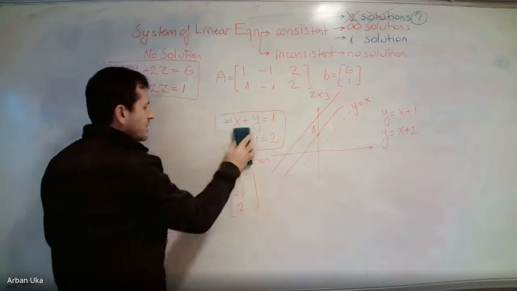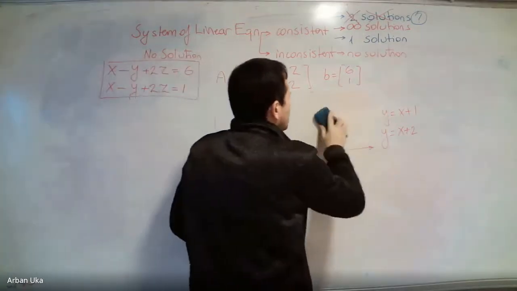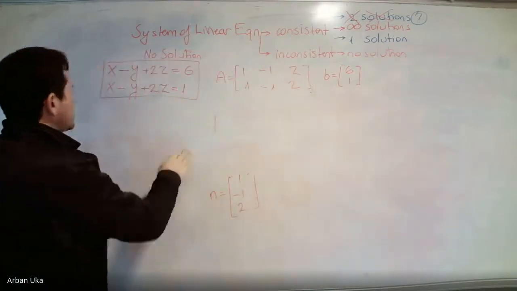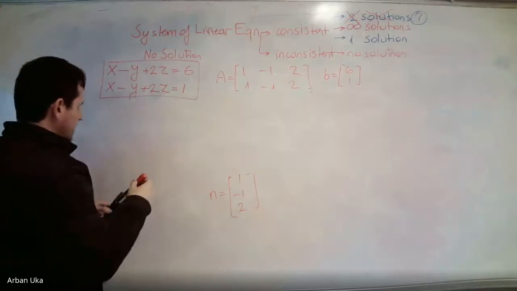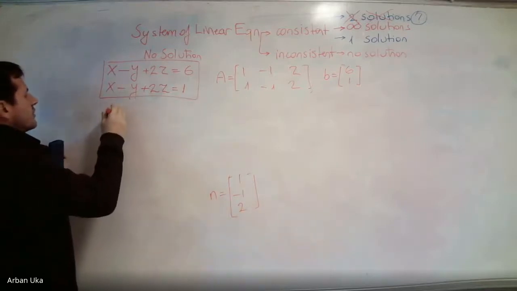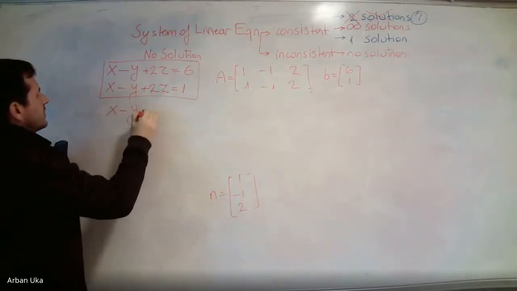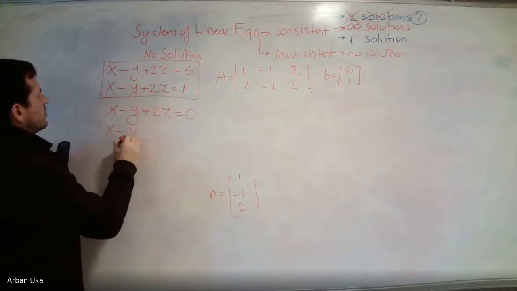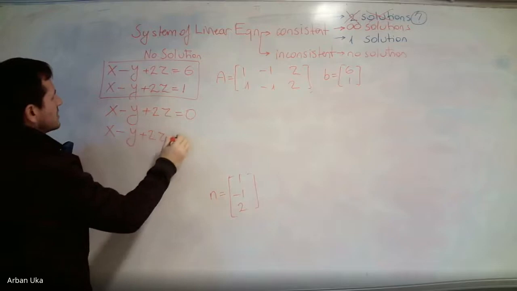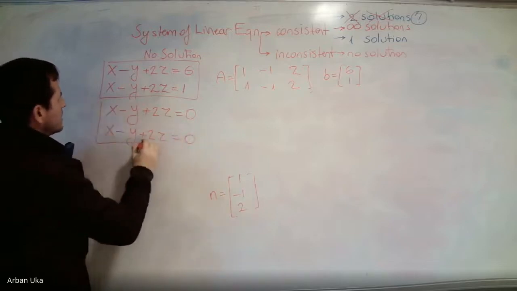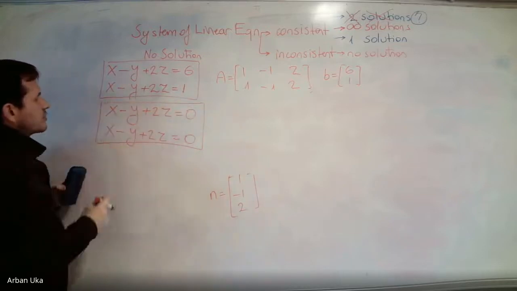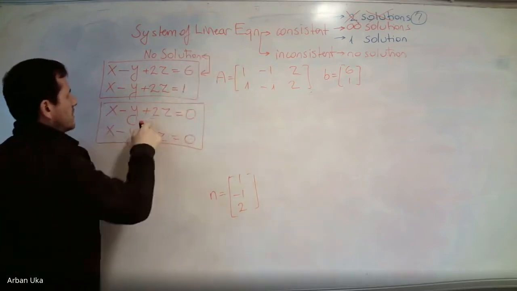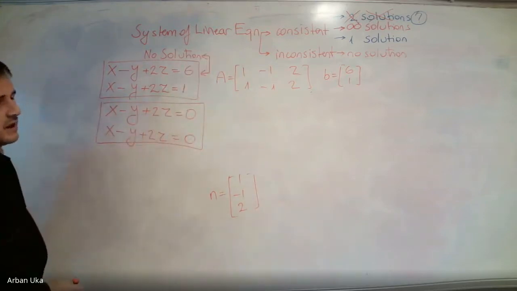Allow me to erase this part. And then let me change this system slightly. Let me change this system of equations and let me write it like this. Plus 2z, this is equal to 0. And x minus y plus 2z, this is equal to 0. Does this system have a solution? This new system. I changed the b.